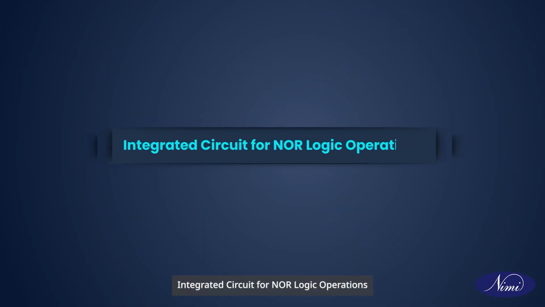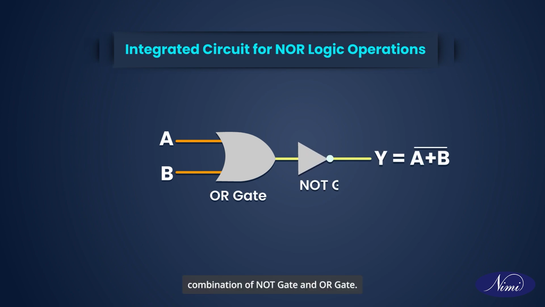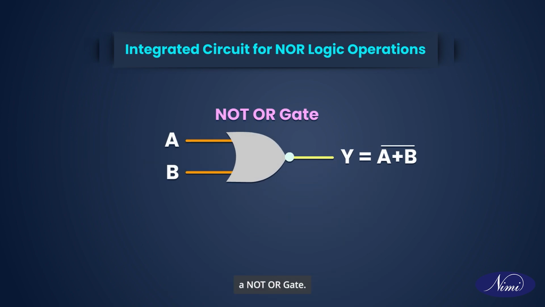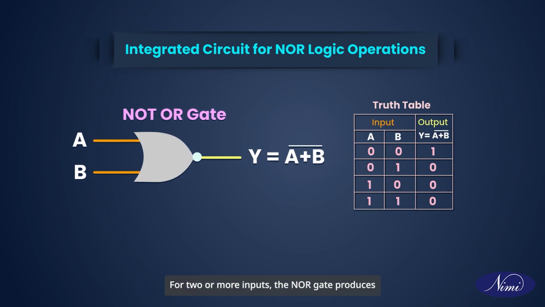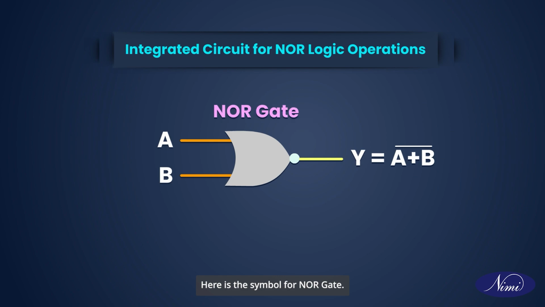Integrated circuit for NOR logic operations. A NOR gate is the inversion of OR gate or a combination of NOT gate and OR gate. It is called NOR as N stands for NOT, meaning a NOT OR gate. For two or more inputs, the NOR gate produces a high output only if both inputs are low. Here is the symbol for the NOR gate. The NOR gate Boolean expression is denoted by a complement of OR. It is expressed as Y is equal to A plus B bar.